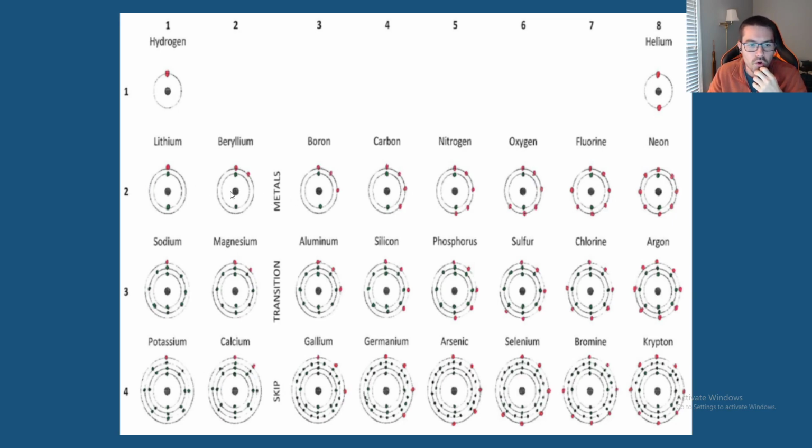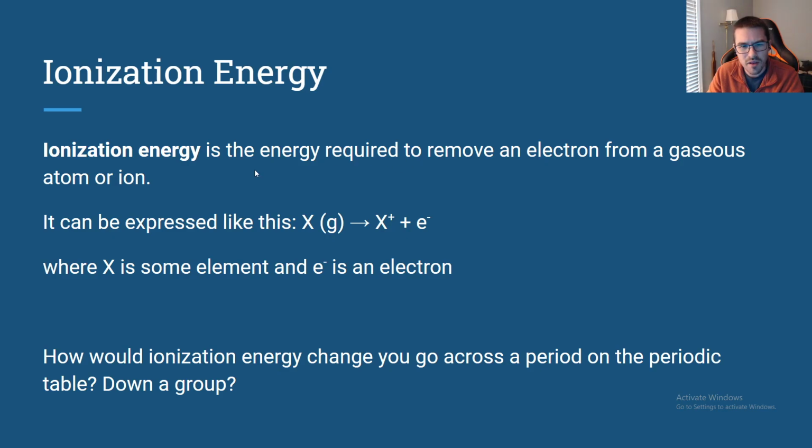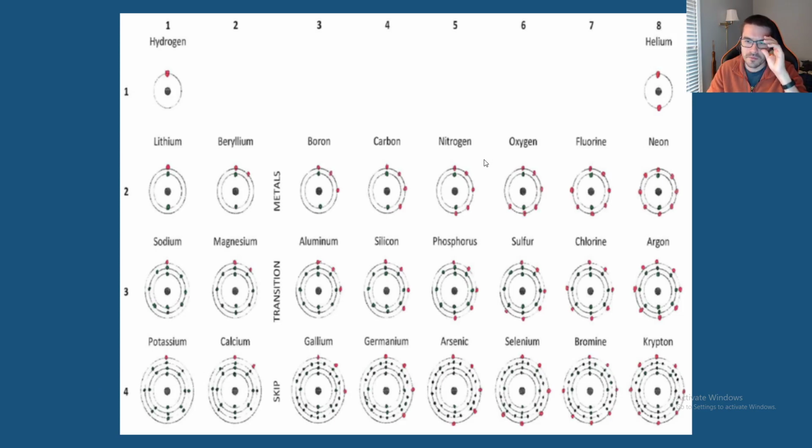So we need to think about how that applies to the energy required to remove an electron from that atom or from that element. So let's take two elements, okay? Let's take two that are at the opposite ends of the spectrum. We can talk about neon and lithium, or we could talk about fluorine and beryllium. Let's talk about fluorine and beryllium.